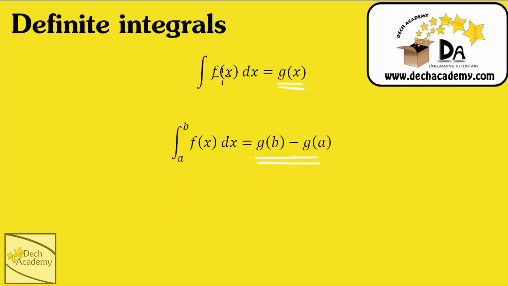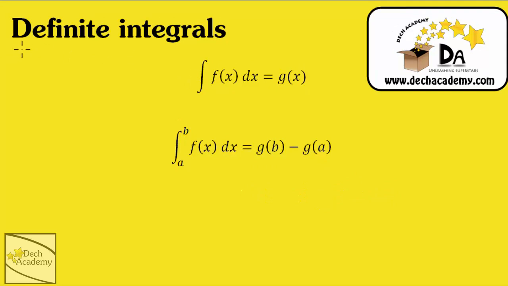So if the indefinite integral of a function is g of x, and you want to find the definite integral of that function with the upper limit b and the lower limit a, the definite integral is simply g of b minus g of a. That simply means g of x is a function. All you have to do is replace x with the upper limit b, then minus the same function g of x, but you now replace x with a. This is going to make sense shortly.